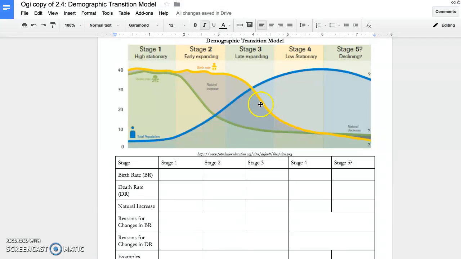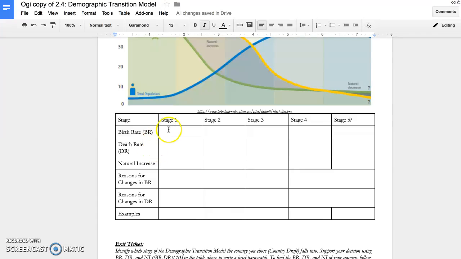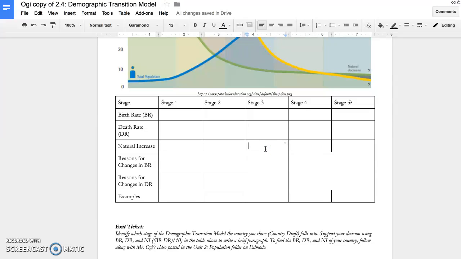So I'm going to place India right at the end of late expanding, or stage 3, right here. So India is right here in stage 3 because they have a high birth rate, they have a low death rate, and a pretty high natural increase.